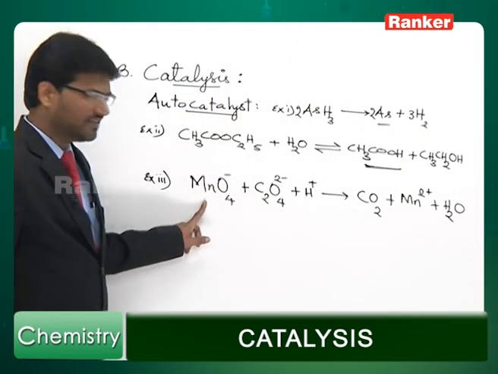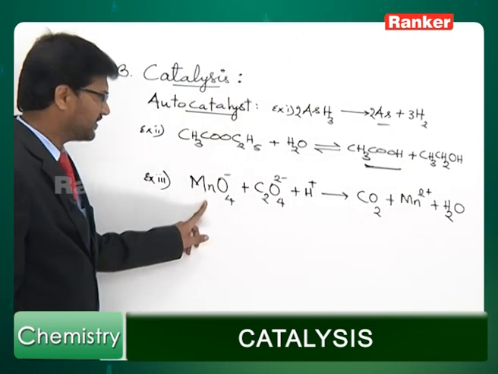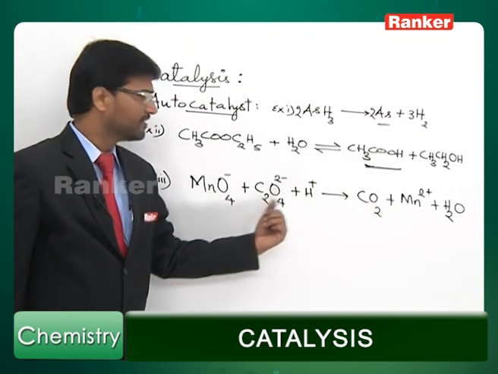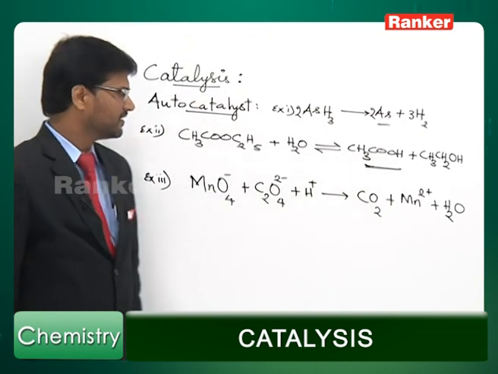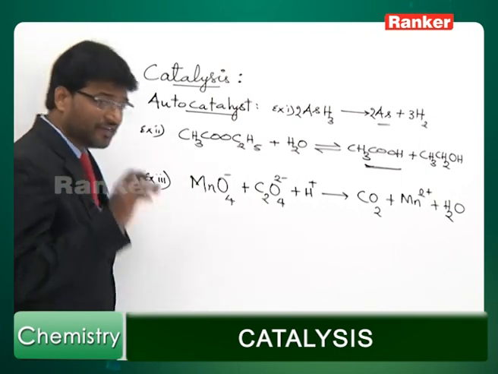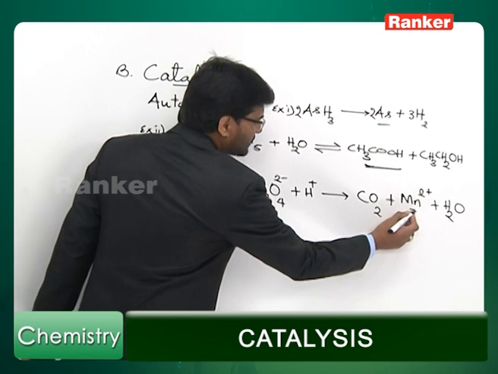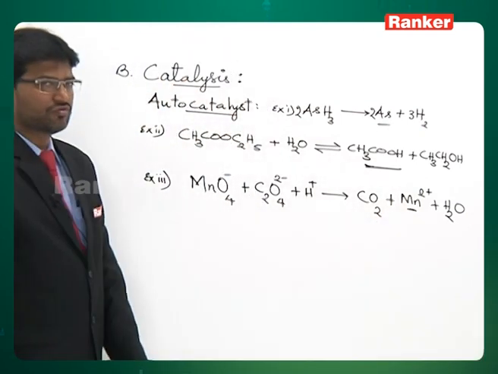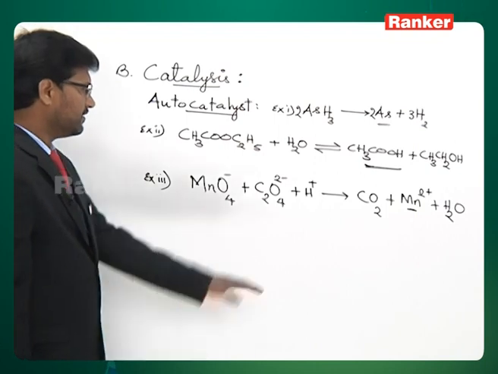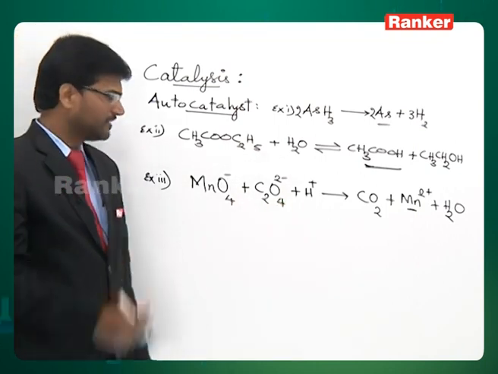MnO4 minus, you can see, has changed from +7 oxidation state to +2 oxidation state. Carbon has changed from +3 oxidation state to +4 oxidation state. So, this is another example of an autocatalyzed reaction, and in this reaction the autocatalyst is Mn2 plus. Let us see how it helps in speeding up the reaction in which it is being formed.